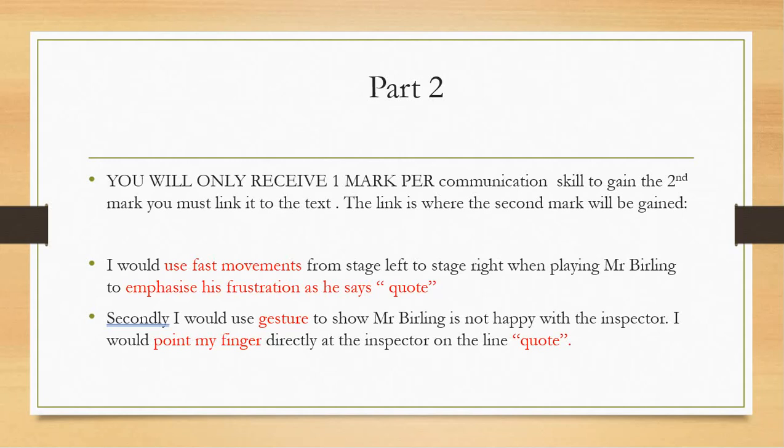We need 2 skills, and each skill has to have a point. A mark for the skill, a mark for the point. There's 2 examples. I would use fast movement from stage left to stage right when playing Mr. Birling to emphasise his frustration as he says, and include a quote from the extract in the text. Remember, we are given an extract very similar to our English language paper, where, in AQA English Language, you are given an extract and you were asked questions on it.